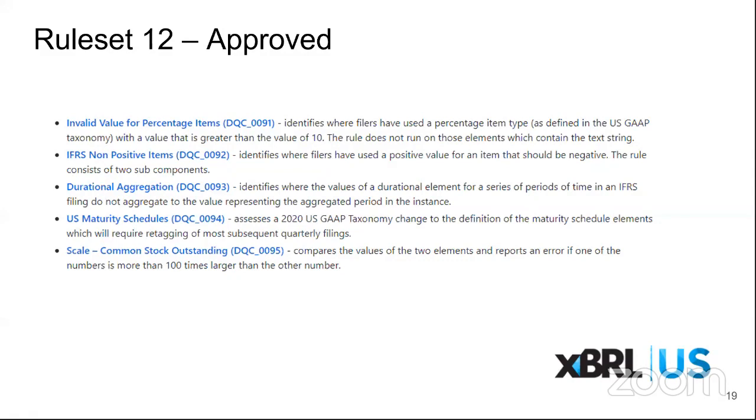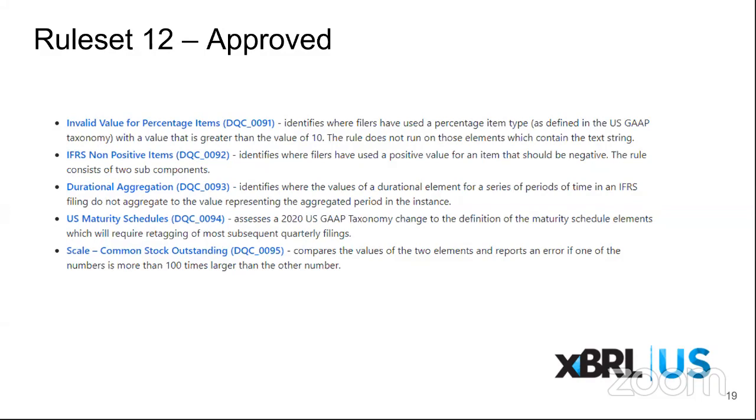And then the final rule was just on common stock outstanding. This can be reported in two places. There's actually two elements for this. So this rule just checks that these two are consistent. One's for the DEI, and the other is in the US GAAP taxonomy.